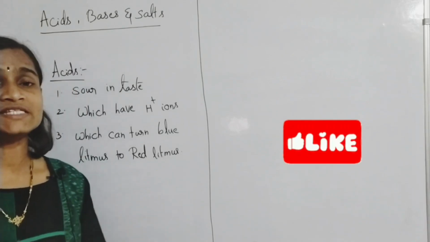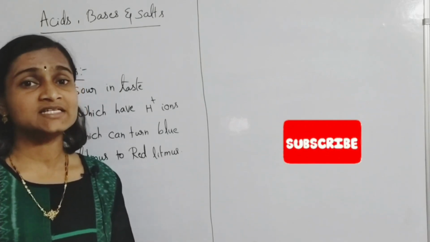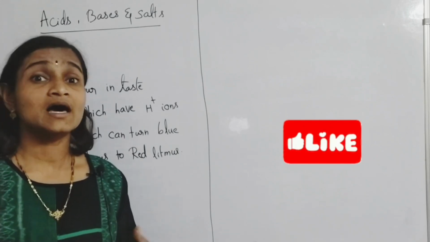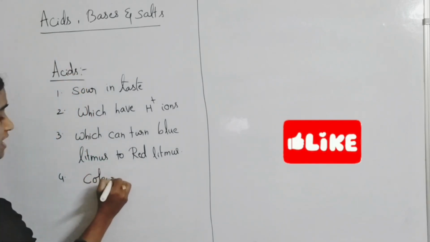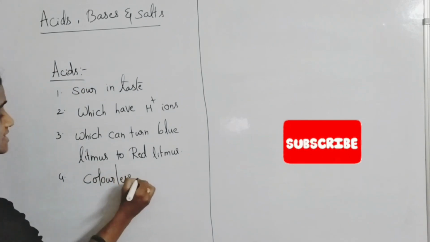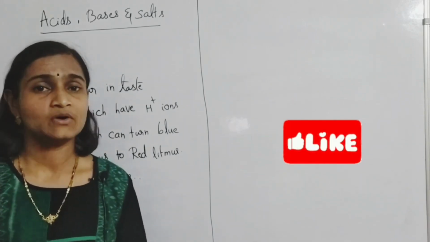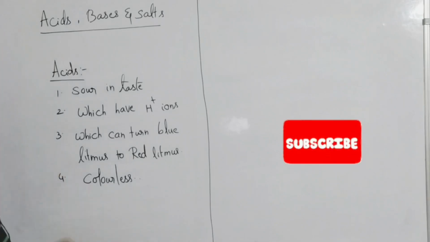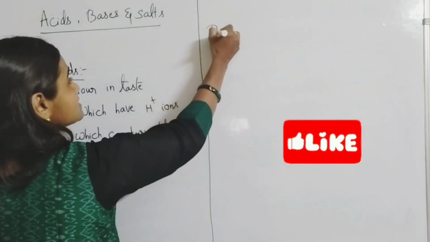You have other properties also exhibited by acids. These are the general physical properties exhibited by acids, and most of the acids we see are generally colorless. Not much color is observed, and even if it is observed, a pale yellow color we can observe. So these are the general properties of acids.